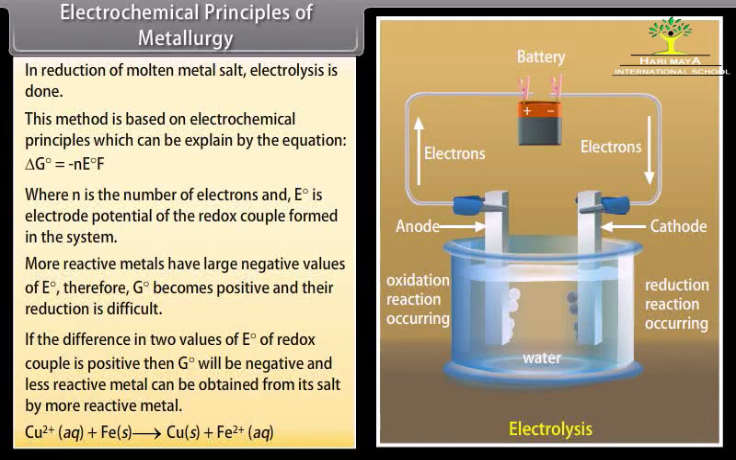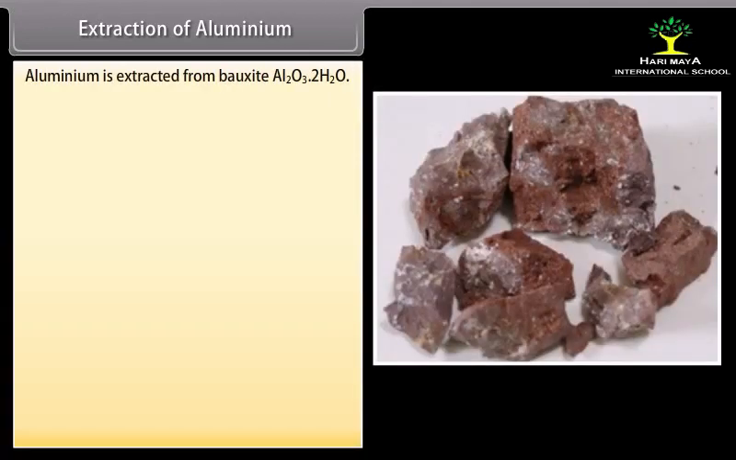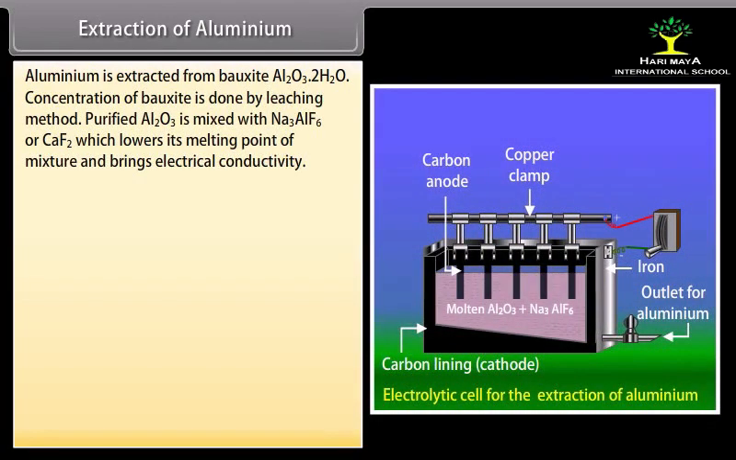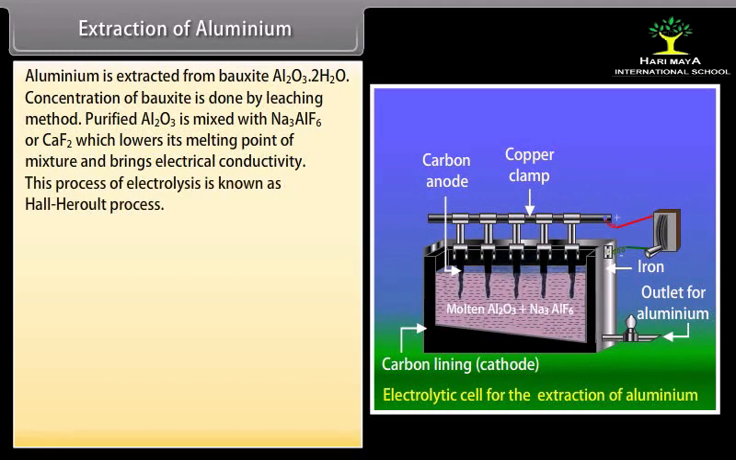Extraction of aluminium. Aluminium is extracted from bauxite, Al2O3·2H2O. Concentration of bauxite is done by leaching method. Purified Al2O3 is mixed with Na3AlF6 or CaF2, which lowers the melting point of the mixture and brings conductivity. This process of electrolysis is known as the Hall-Héroult process.